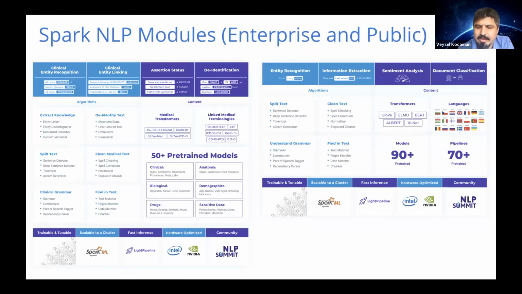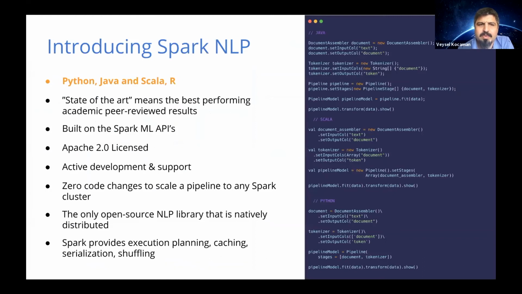So let's move forward. Spark NLP is supported in 4 main languages: Python, Java, Scala, and R. And the syntax is very similar, so you can jump from one language to another using quite similar syntax. And state of the art means the best performing academic peer-reviewed results, so we try to compare our results with the published papers, like on paperswithcode.com or nlpprogress.com. We try to compare ourselves, but we want to have it in production, not just on paper.